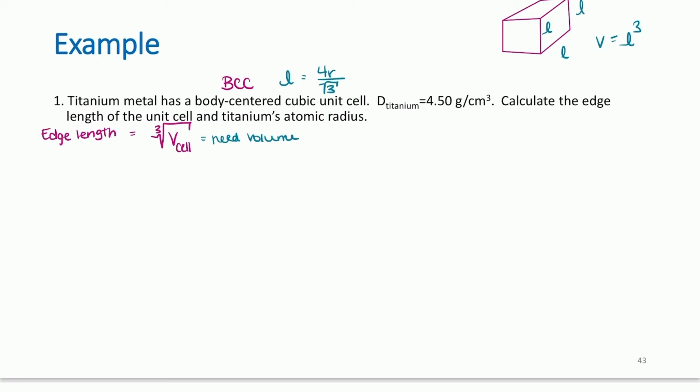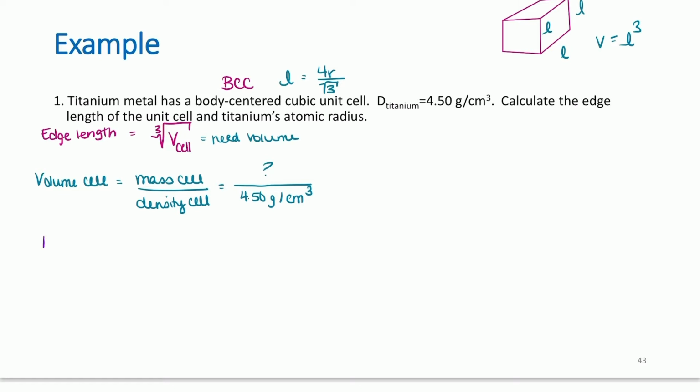So how am I going to do this? Well, let's see. My volume of my cell is equal to the mass of my cell divided by my density of my cell. What is the mass of my cell? I don't know. I'm going to find that out. What's the density of my cell? 4.50 grams per centimeter cubed. So let's go ahead and find our mass of our cell.